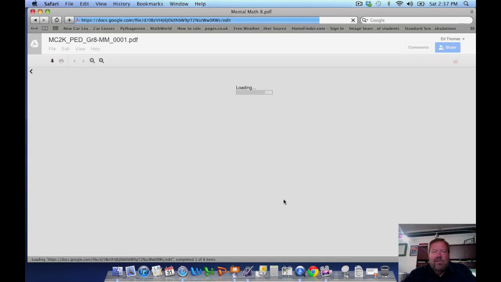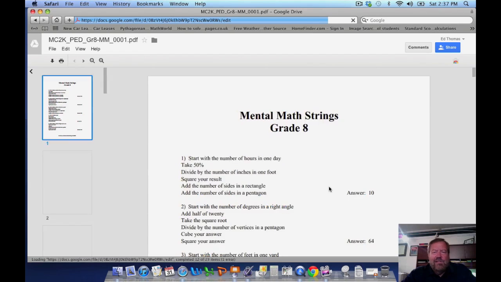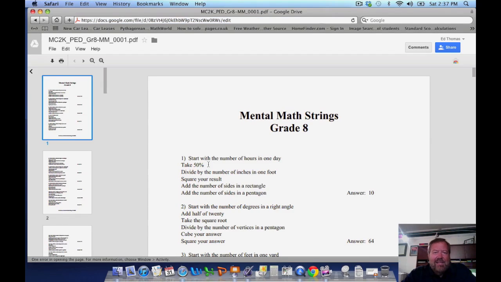Mental math strings are really neat. These are mental math challenges. And we teach the kids to listen. So you'll read this to the students. They have to listen, extract numbers, and work with them, and then see if they can come up with the right answer. So here's the first one here.